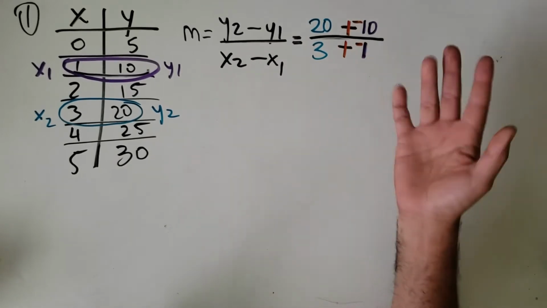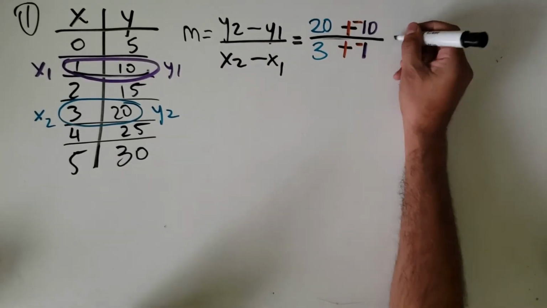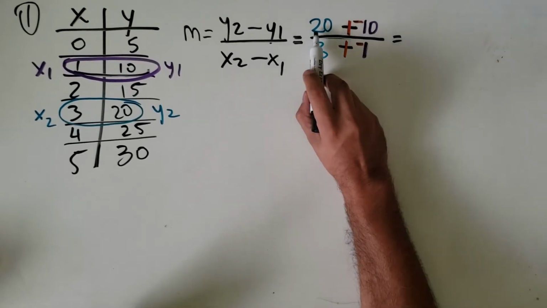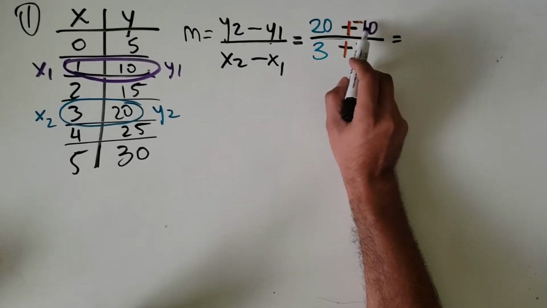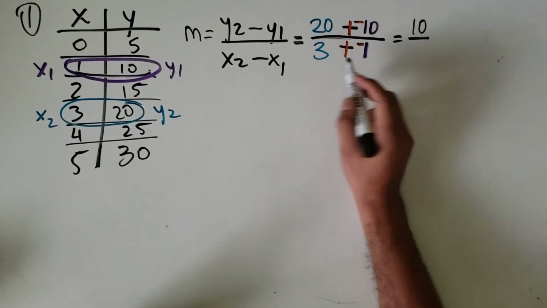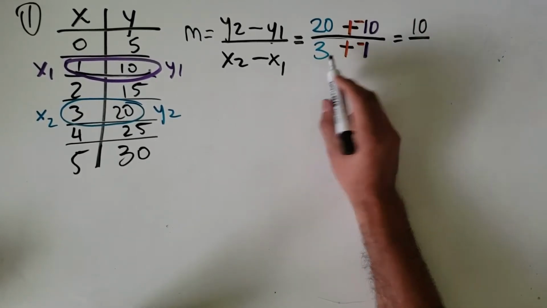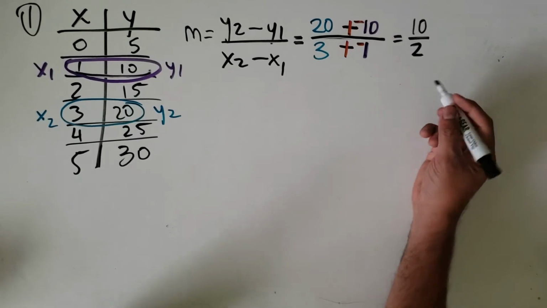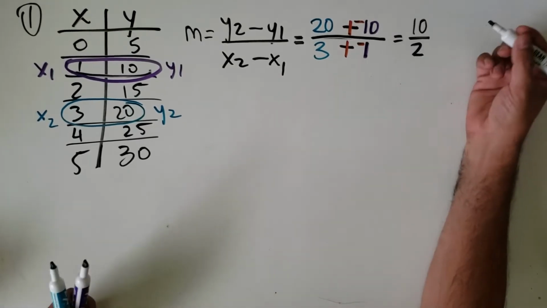So this is where you do the minion math and you start asking yourself, well, who's going to win this fight? On top, they're going to fight because there is a positive and negative. Positive is going to win by 10. And on the bottom, positive is also going to win by 2. So that is my slope. My slope is 10 over 2.